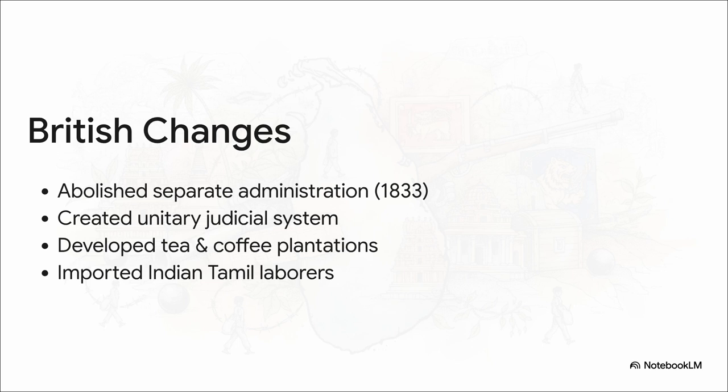And on top of that administrative unification, the British completely transformed the economy. They developed massive tea, coffee, and cinnamon plantations right in the Central Highlands. To work these plantations, starting around 1837, they imported an enormous workforce from India. These laborers became known as Indian Tamils, which is a group distinctly separate from the native Sri Lankan Tamils. To put that demographic shift into perspective, this imported workforce eventually numbered over 1 million people.